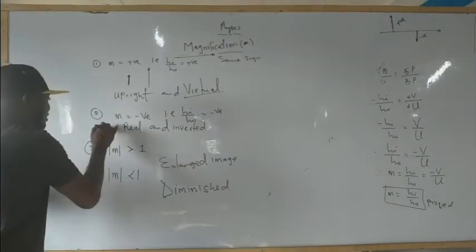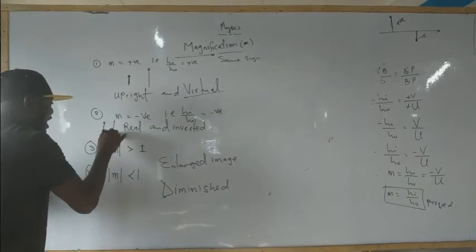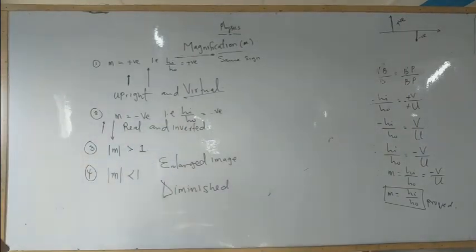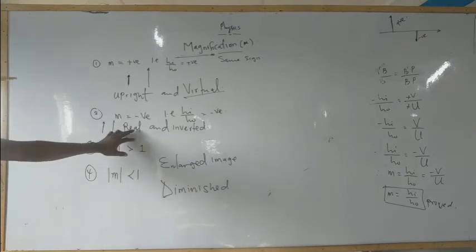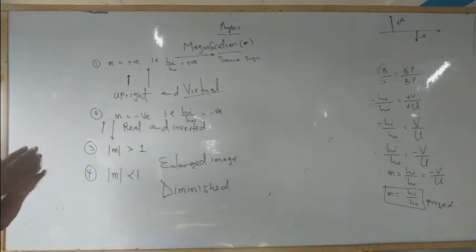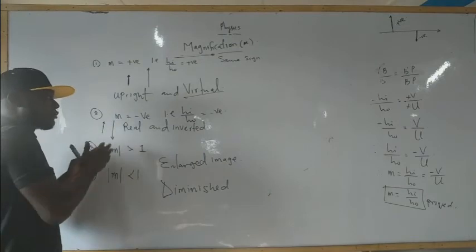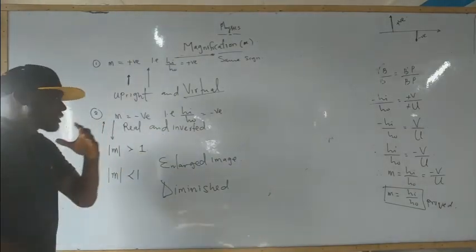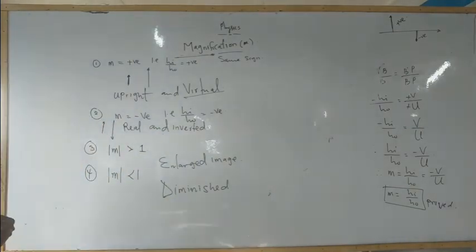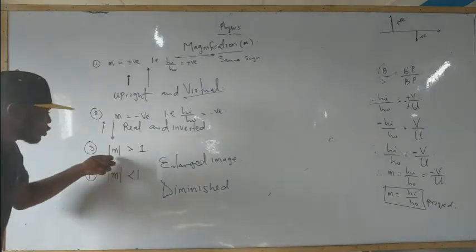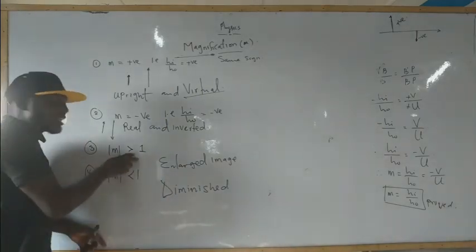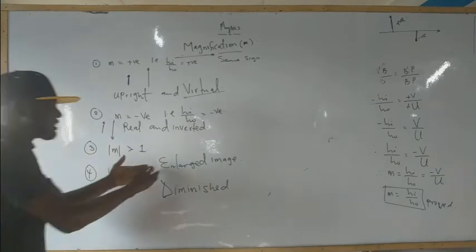Why this is up and down. Okay? This will be the direction of the image. Real. It will be real, in the sense that it is located at the front of the mirror. Inverted, that is upside down. Okay? When the magnitude of the magnification is greater than 1, that is enlargement.